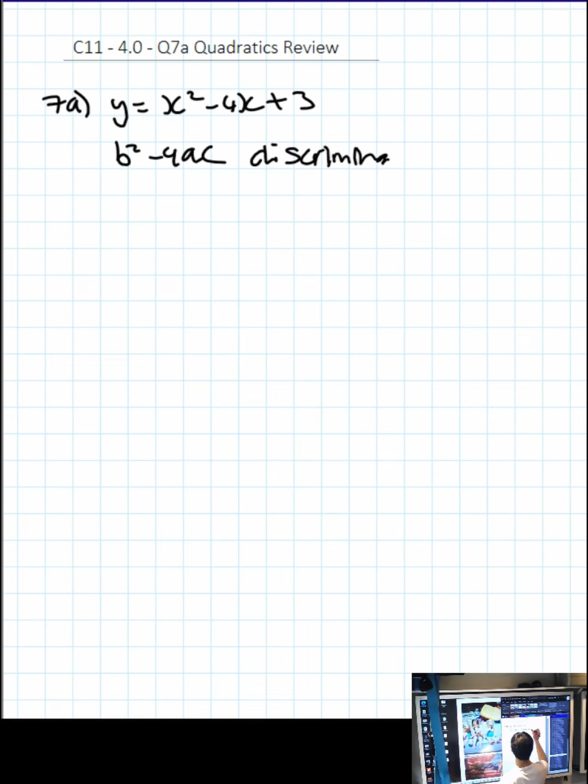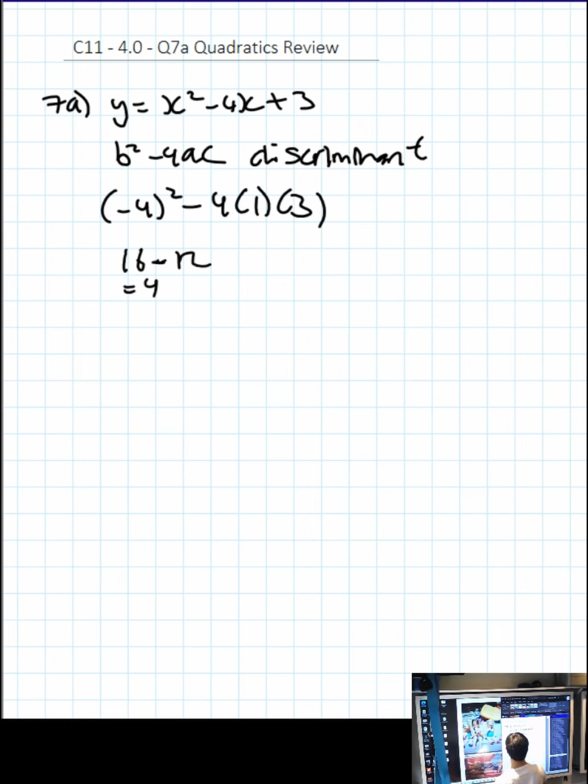So this thing is a very important tool to help us find out how many x-intercepts we have. If we take this, we're going to substitute. Let's skip a line and say open bracket, negative 4, our b value, squared minus 4 times 1 times 3. So negative 4 squared is going to be 16, and negative 4 times 1 times 3 is negative 12, and 16 minus 12 is 4.